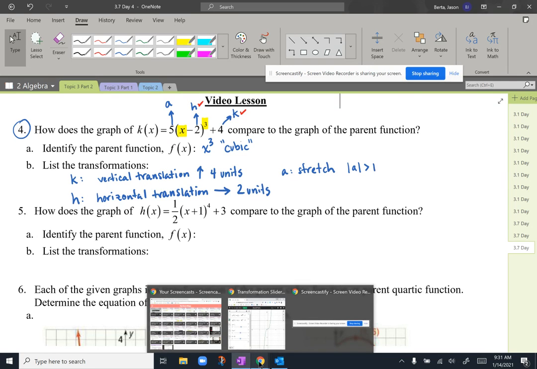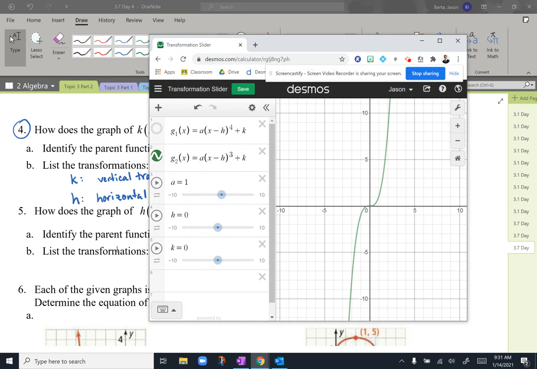Let's take a look at the graphing calculator and see what this does. Right now, this is a graph of the parent function, f to the third. If I move k to a value of 4, you can see that it gets vertically translated upwards by 4 units. If I move h then to 2, you can see that it moves to the right by 2 units, a horizontal translation. And then if I move a from 1 to 5, it's vertically stretched. And that's what k of x should look like on your graphing calculator.